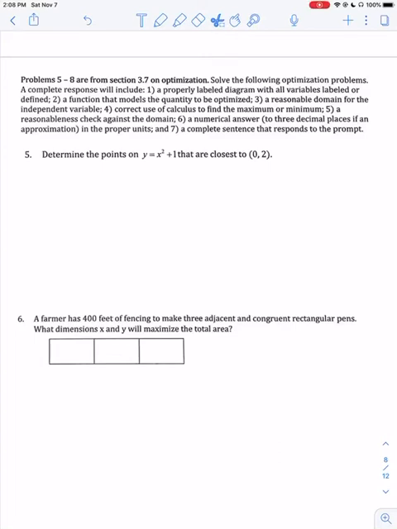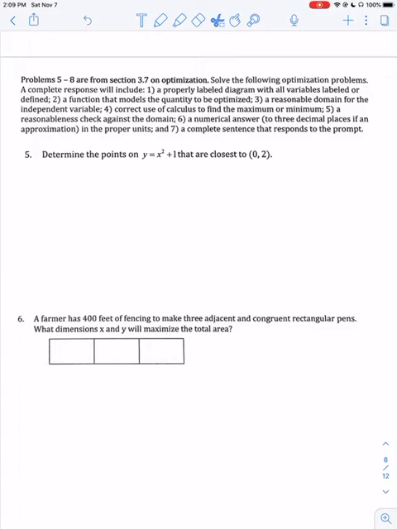Hey everybody, so in this video I'll go over problems 5 through 8 from the review, and these are from section 3.7. And so we want to solve all of these optimization problems. And you'll notice that there are some included steps that you should include in your response, and these steps will also be listed for any optimization problems on the quiz.